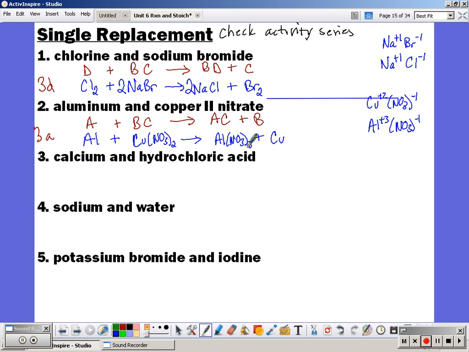I like to balance the polyatomics first. I have 3 and 2, so I'm going to make them both 6. That gives me 2 aluminum, 3 copper. The next one is calcium and hydrochloric acid. So calcium is Ca, and is my plus, hydrochloric acid.